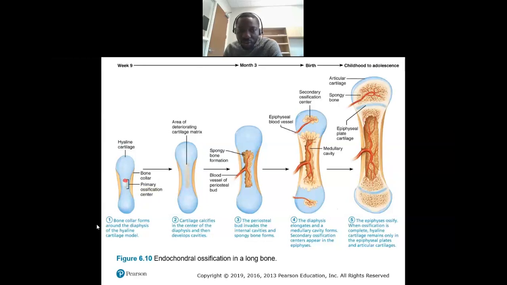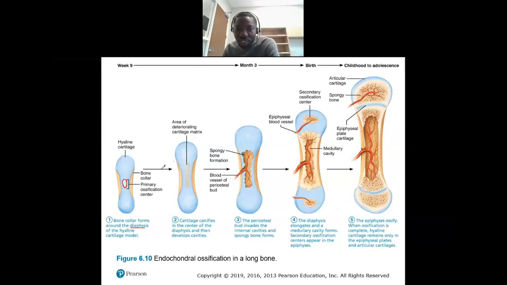So the primary ossification center forms first. You see that's the primary ossification center there. So it forms at the center of the shaft. Okay, you remember the shaft means diaphysis. So you see, and so the bone collar forms there, around the diaphysis of the hyaline cartilage model. So this is the cartilage model.